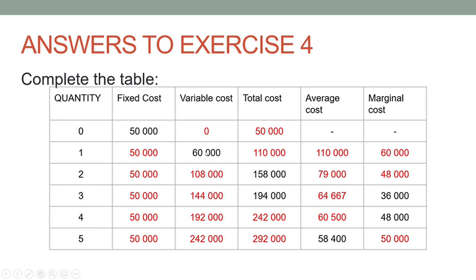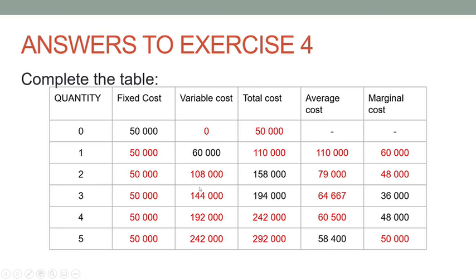So 50 plus 60,000 gave me 110. So your average cost is 110, which is your total cost divided by 1. So your average cost is 110,000. And your marginal cost, which is the change in total cost, so it went from 50 to 110, the change is 60, and divide by 1 gives you 60,000.